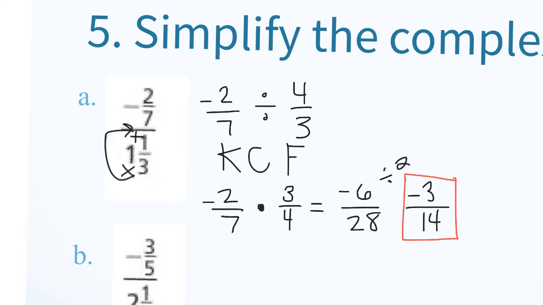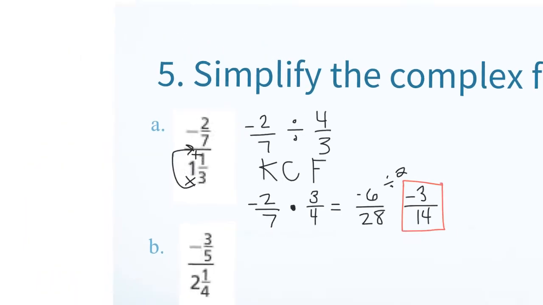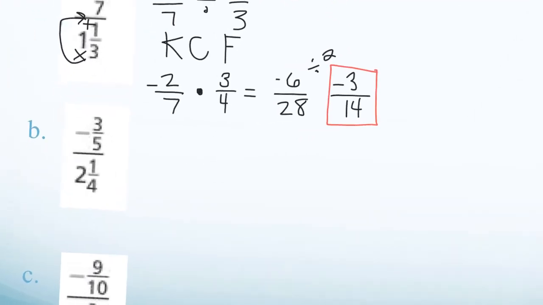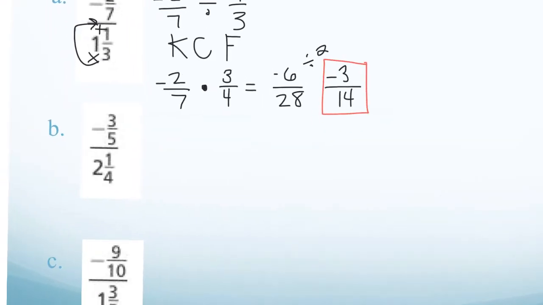All right, let's move on now to question B. Question B, again, is in that complex fraction form. So let's rewrite it the way that we are used to seeing it. So -3/5, we can keep it the same, divided by 2 1/4. Let's go ahead and convert this to an improper. 4 times 2 is 8, plus 1 is 9. So I now have 9/4.